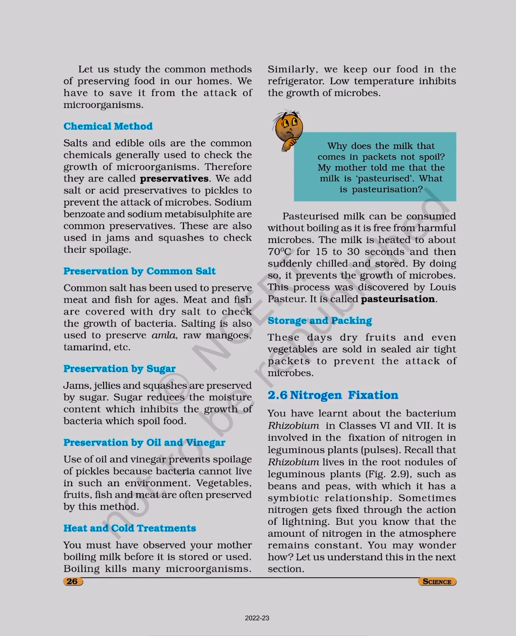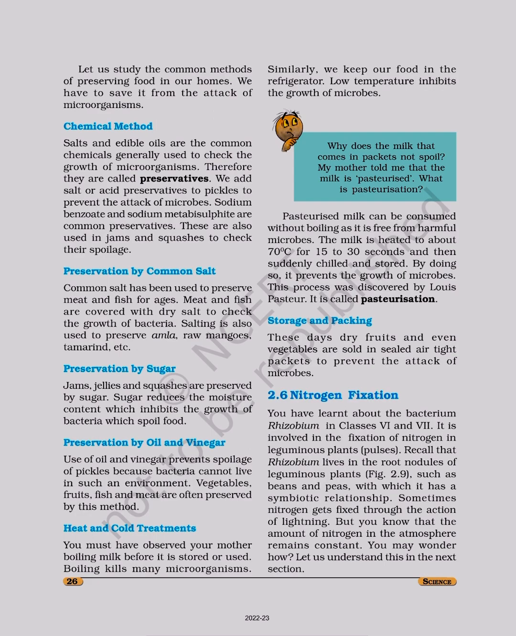Preservation by common salt. Common salt has been used to preserve meat and fish for ages. Meat and fish are covered with dry salt to check the growth of bacteria. Salting is also used to preserve amla, raw mangoes, tamarind, etc. Preservation by sugar. Jams, jellies, and squashes are preserved by sugar. Sugar reduces the moisture content, which inhibits the growth of bacteria which spoil food.